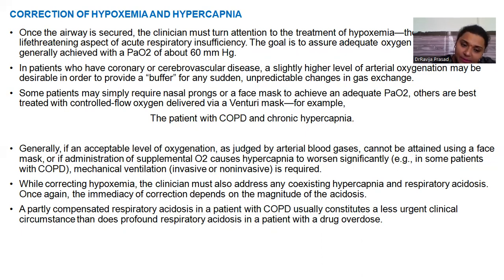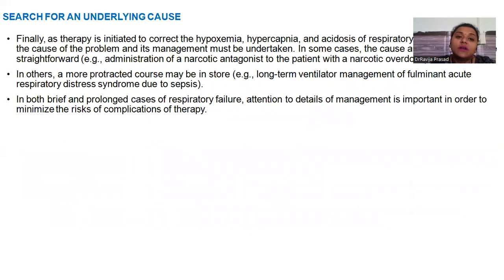While correcting hypoxemia, the clinician must also address any coexisting hypercapnia and respiratory acidosis. Once again, the immediacy of correction depends on the magnitude of the acidosis. A partly compensated respiratory acidosis in a patient with COPD usually constitutes a less urgent clinical circumstance than does profound respiratory acidosis in a patient with a drug overdose. Then, search for the underlying cause. This is the last treatment point which you need to remember.